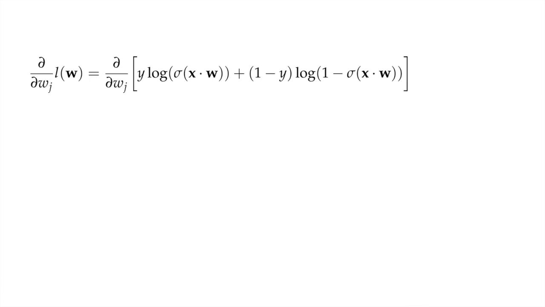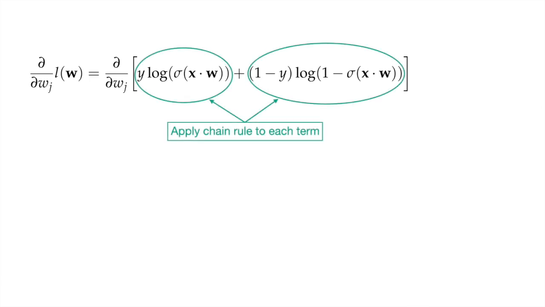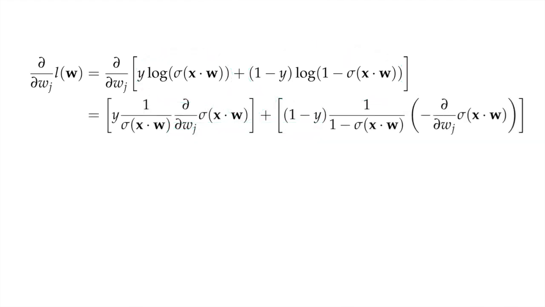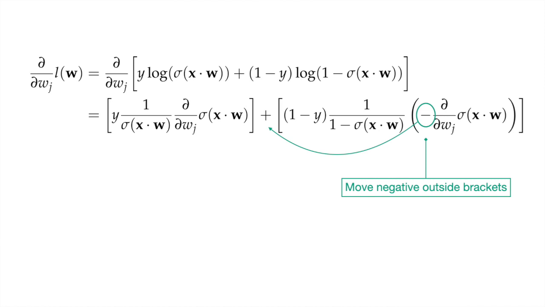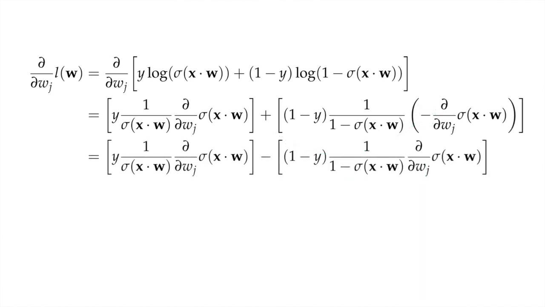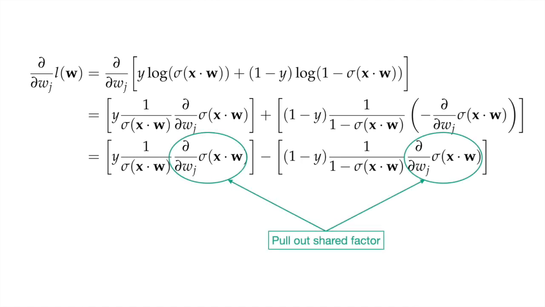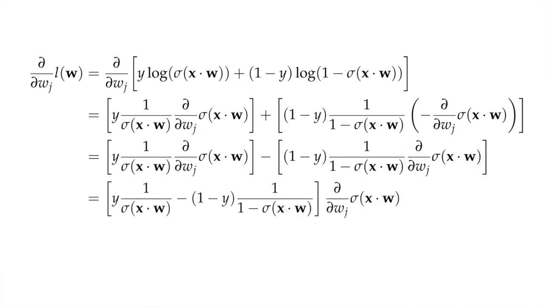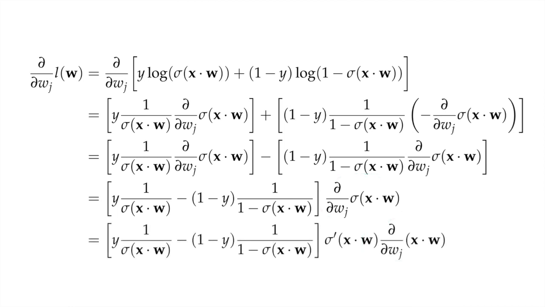We'll expand out each of these terms in turn, applying the chain rule. In the brackets at the end of the second big term here, there's a negative sign. We're just going to move that all the way outside the brackets. Both of these big brackets include this same partial derivative term of the sigmoid of x dot w, so we'll pull those out as a separate shared factor. Using the chain rule on this partial derivative term that we've just pulled out, we expand it into the derivative of sigma of x dot w times the partial derivative of x dot w.